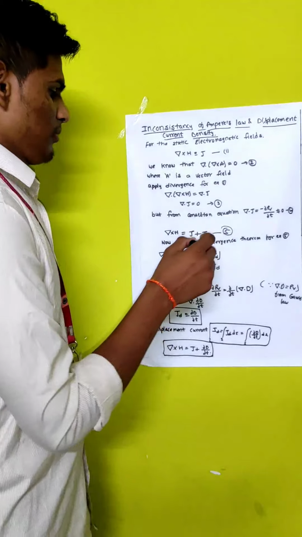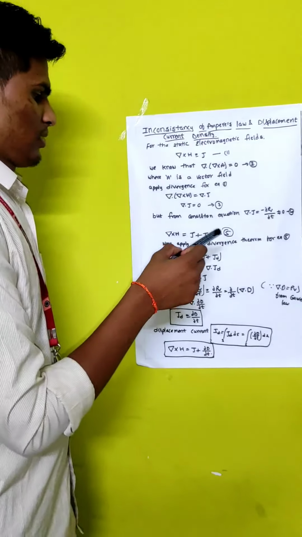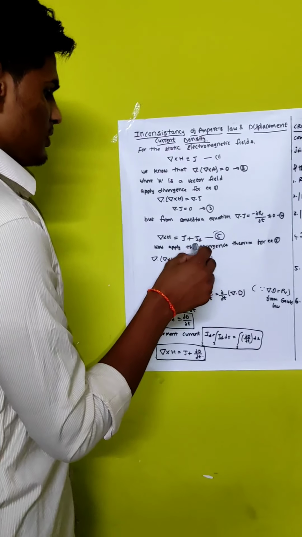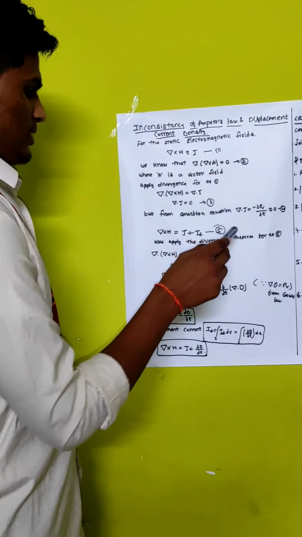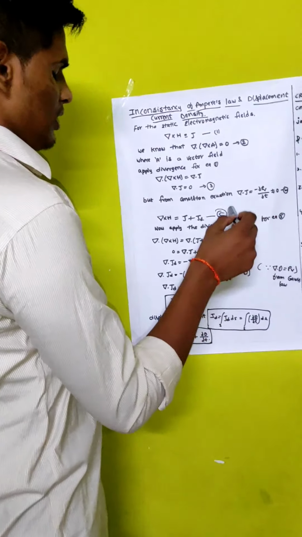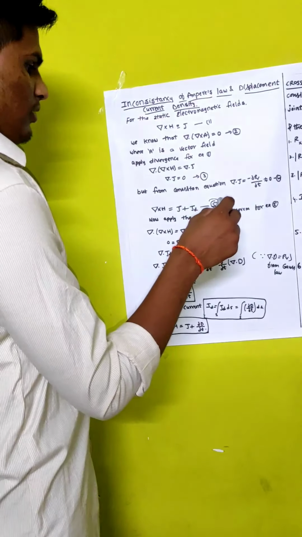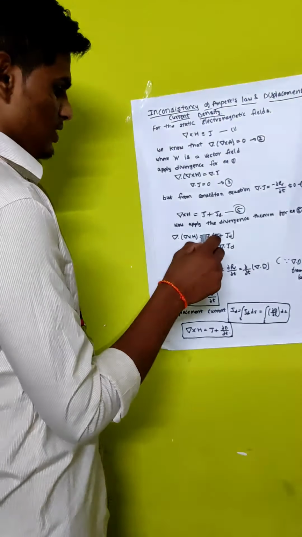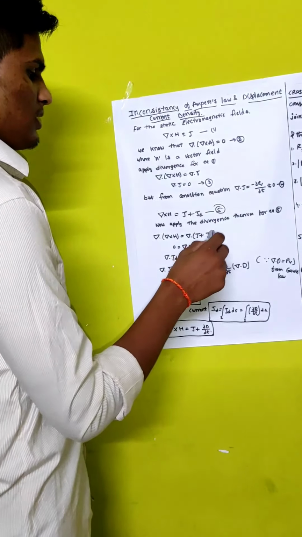For this problem, Maxwell made a correction by adding a term. This term is known as JD, also called the displacement current density. Here we are applying the divergence theorem to the added term of equation 5. Here, del dot del cross H is equal to del dot (J plus JD).